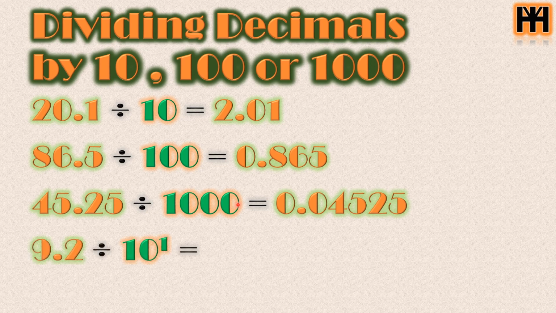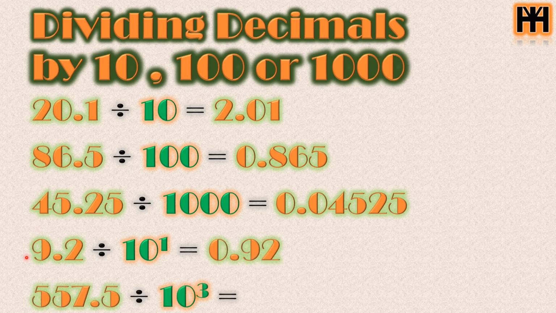0.04525. Now we have 9.2 divided by 10 to the power 1. 10 to the power 1 is the same as 10. So the decimal point will jump to the left once, so it will be 0.92. Now we have 557.5 divided by 10 to the power 3. So the decimal point will jump to the left 3 times, 1, 2, and 3. So the answer will be 0.5575.